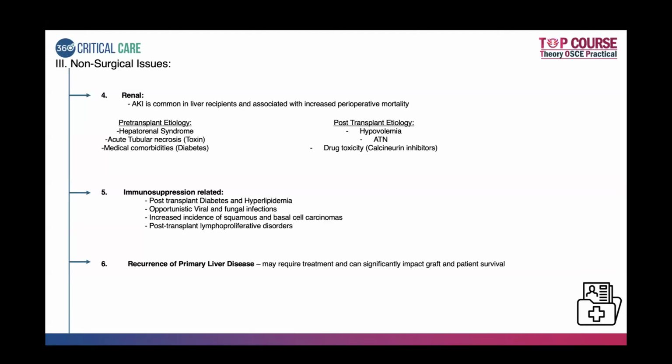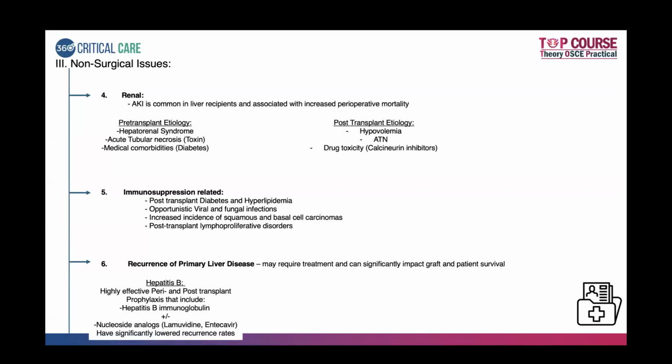And there can be recurrence of the primary liver disease itself. So they may require treatment and it may significantly impact graft survival. Recurrence meaning there can be reactivation of hepatitis B. Usually in these cases, they go ahead with prophylaxis with hepatitis B immunoglobulin, plus they give a nucleoside analog like lamivudine or entecavir.